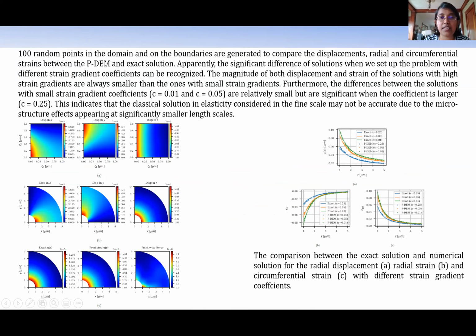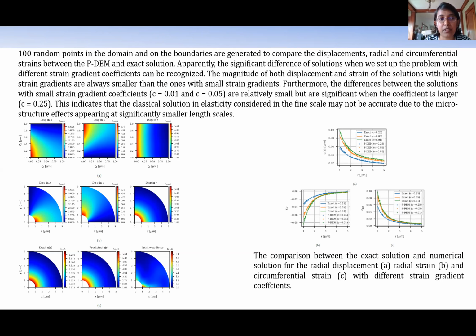So 100 random points in the domain and on the boundaries are generated to compare the displacement, and the radial and circumferential strains, between the PDEM and exact solutions. Apparently, the significant difference of the solution when we set up the problem with different strain gradient coefficients can be recognized. The magnitude of both displacement and strain of the solutions with high strain gradients are always smaller than the ones with small strain gradients.